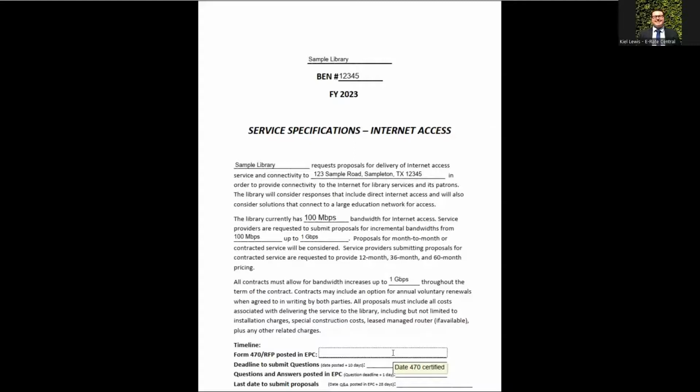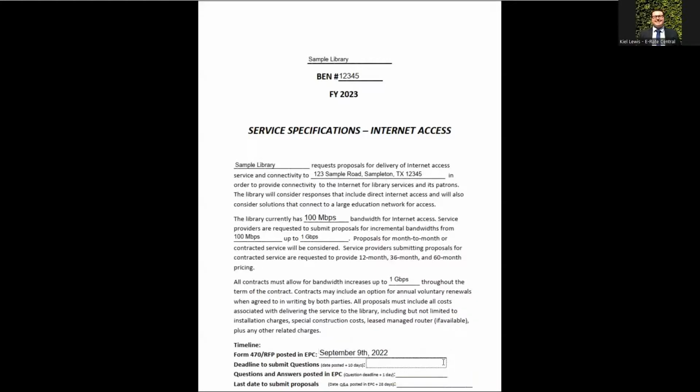This top line essentially starts the timeline, and that will be the date that the Form 470 is certified. So let's assume a date here. When you file your Form 470, make sure that the service specifications timeline is up to date based on the date that you certified the Form 470.